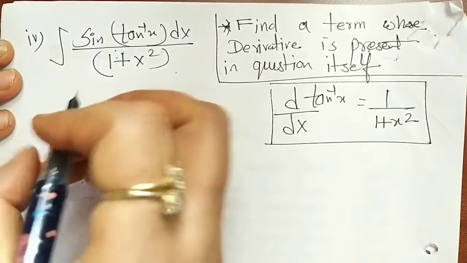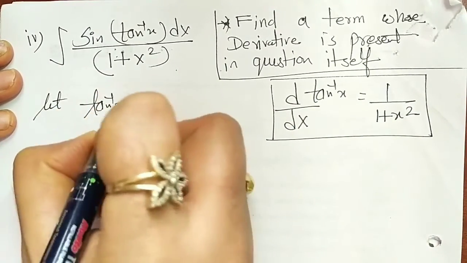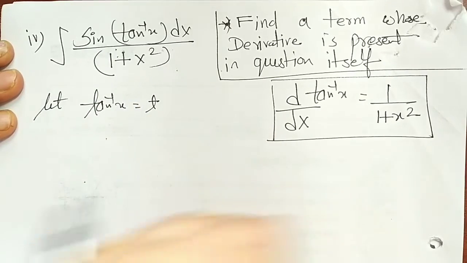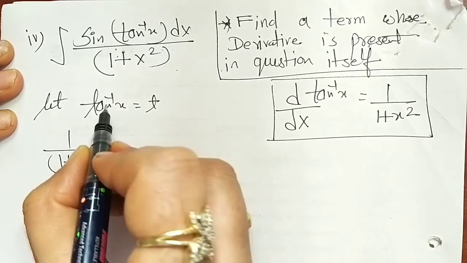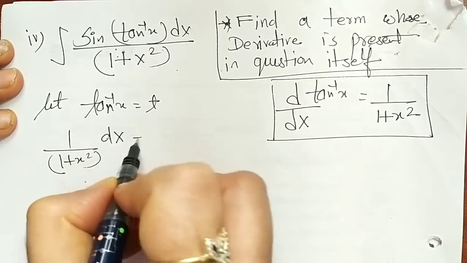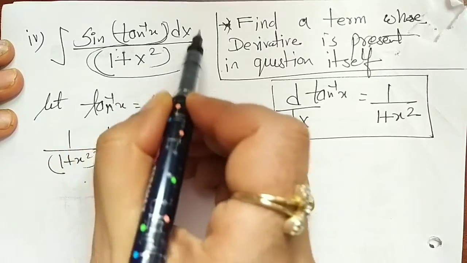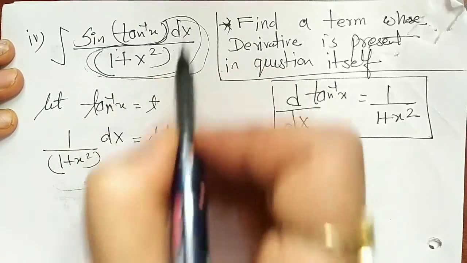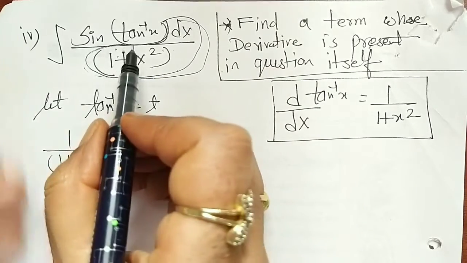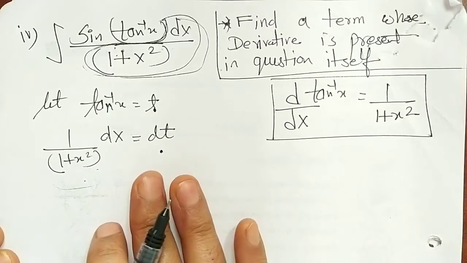So let me write, let tan inverse x is t. And now differentiate both sides. So I will get 1 by 1 plus x square dx is dt. So don't you think this is present in the question, this part? So this entire thing I can replace by dt, and this tan inverse I can replace by t. So this is called substitution.